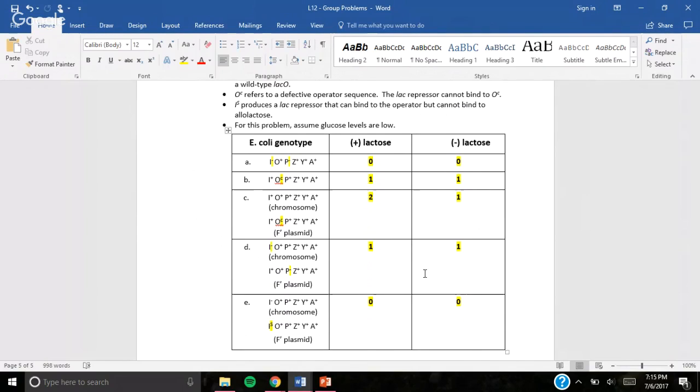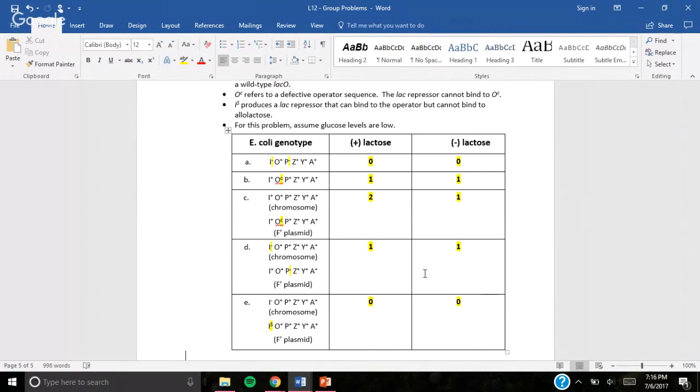Yellow. Okay, so for the first one, you're going to have 0 color because it is functioning normally because it's all wild type. So for the second one, you're going to have 1, the number 1, for both with lactose and without lactose because the O-C we're here referring to that defective operator sequence. So the repressor cannot bind, so it'll react with that and produce the color enzyme there.